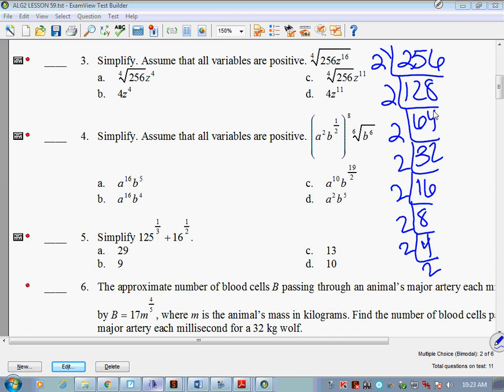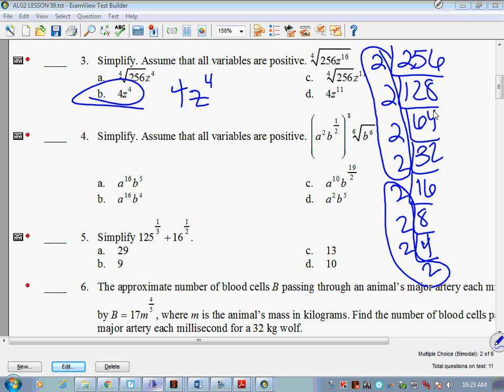4. So I got 1, 2, 3, 4. Do I have another? 1, 2, 3, 4. All right, so what number is going to sit on the outside? 2 and I'm going to multiply those, right? So what I wind up with is 4. Okay, this z to the 16th. What am I going to do with that 16? Divide by 4. All right, what's 16 divided by 4? 4, so I should get 4z to the 4th. We're beginning to understand this a little bit better, more and more. Okay, good.